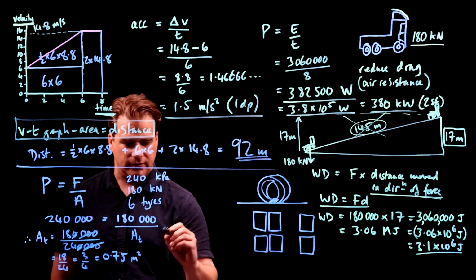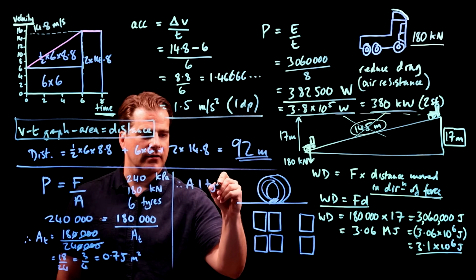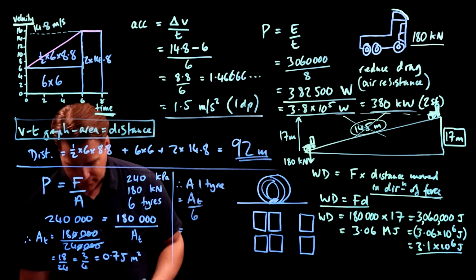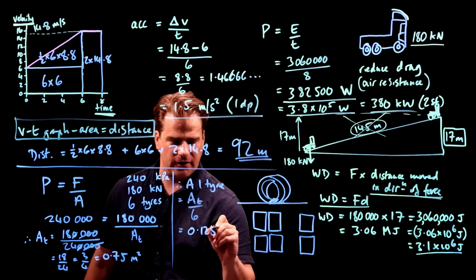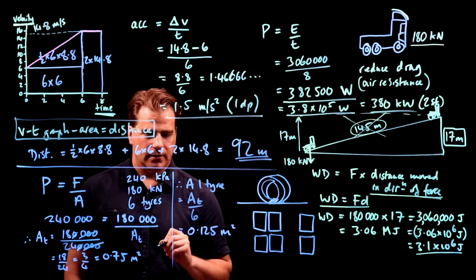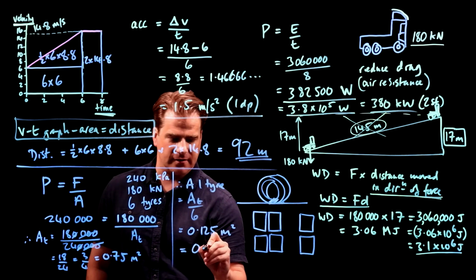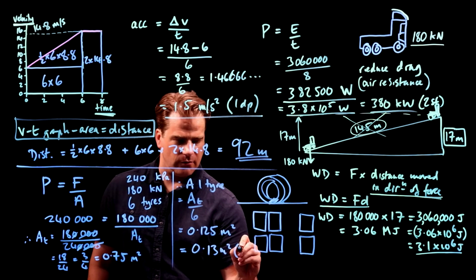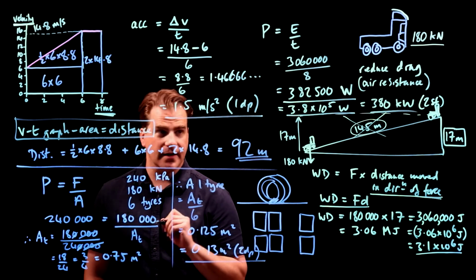So you would just say, therefore, the area of one tyre is A total divided by 6. So 0.75 divided by 6 is 0.125 meters squared. Okay? Would you leave it like that? Too many decimal places. Let's just say 0.13 meters squared to 2dp. Okay, and that's it.